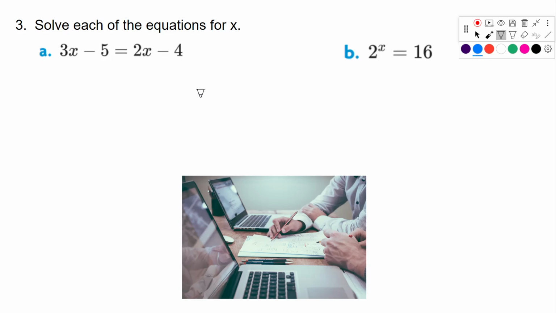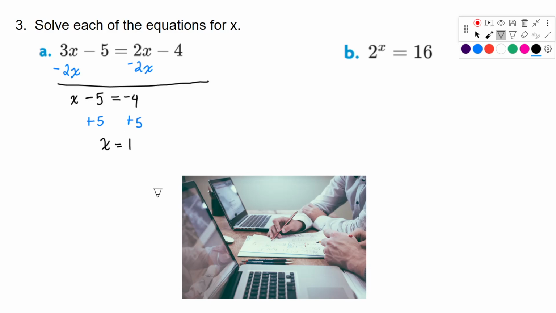So what I would recommend is get your x variable on one side. And since 2 is smaller than 3, I'm going to subtract 2x from each side. So when we subtract 2x from each side, we're left with 1x, or just x, minus 5 equals -4. So to get x by itself, we need to add 5 to both sides of the equation, and we will have x equals 1.